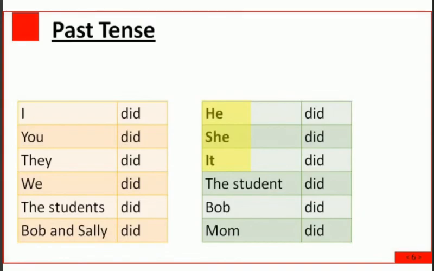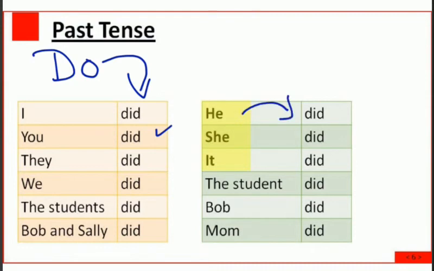Well, let's look how we use do in the past tense. Do in the past tense. To make do in the past, we just change it to did. I did. You did. We did. Here as well, he did. She did. It did. In the past tense, the form of do is did.